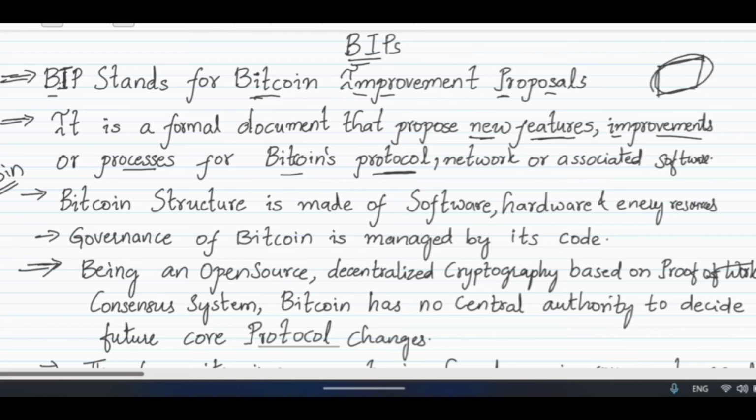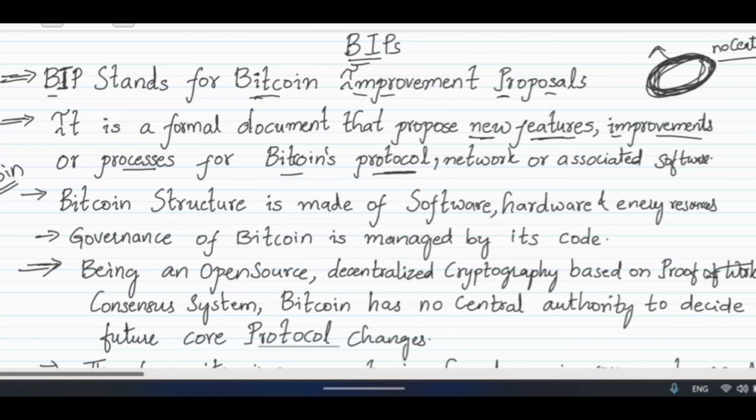As you know, Bitcoin has no central authority, right? It doesn't have any central authority or any governing body to make updates to it. So to make any new changes or for any advancement in it, BIPs help.